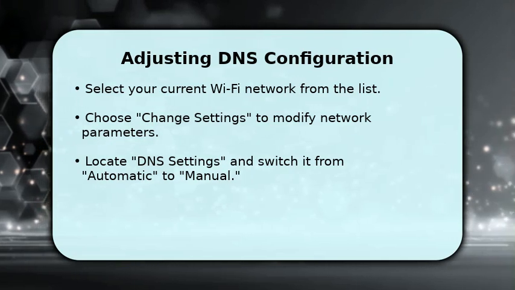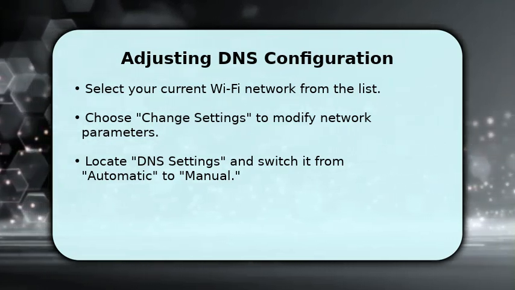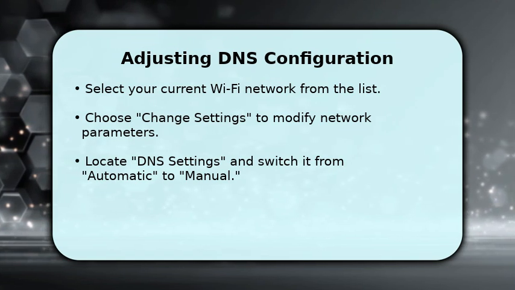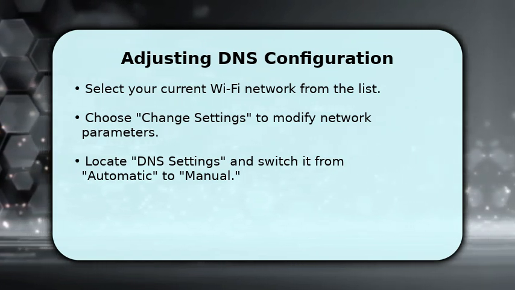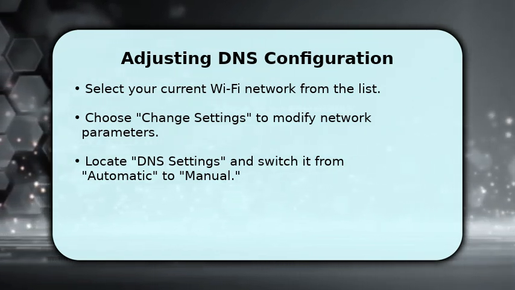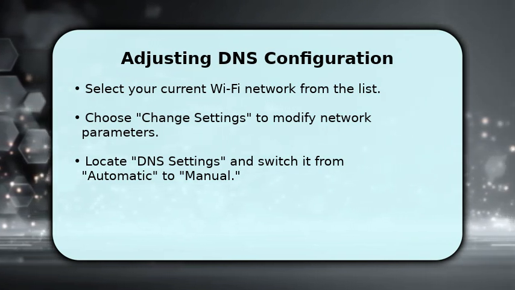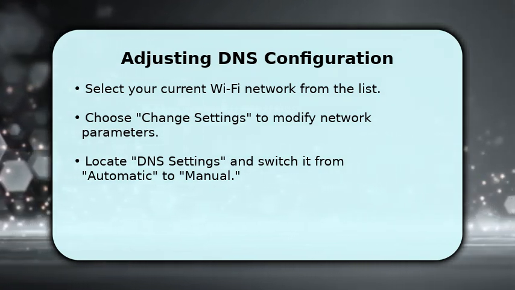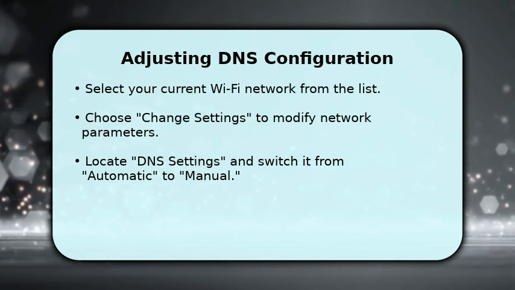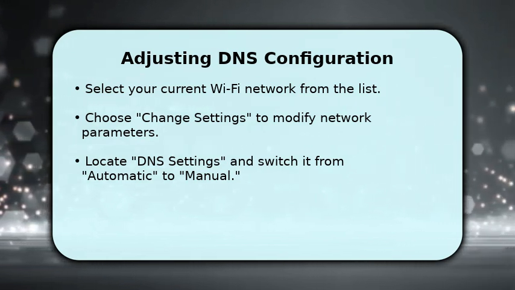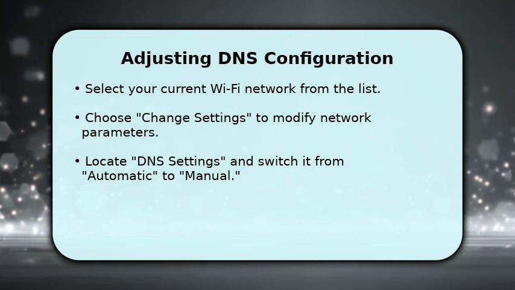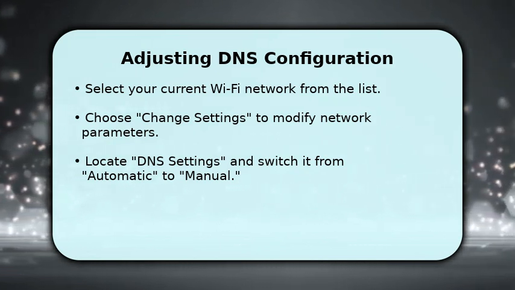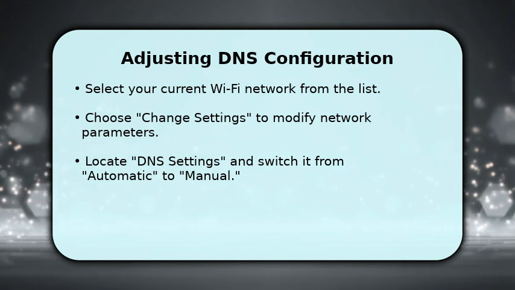Next, select your active Wi-Fi network from the list of available connections. Then, choose the Change Settings option to modify its configuration. Scroll down to find DNS settings and change it from automatic to manual. For the primary DNS, carefully input the numbers 045.055.142.122. Leave the secondary DNS as all zeros. Remember to save these changes.